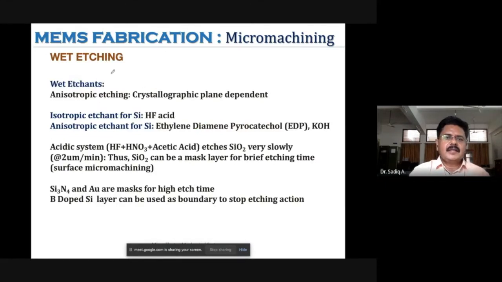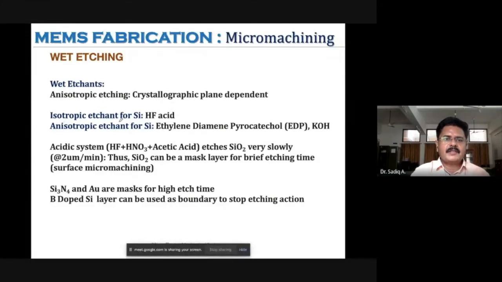Wet etchants, I'll give you a few examples. Anisotropic etching we have seen, where the etching is not happening at a uniform rate in all directions. That means in certain directions, etching happens at a faster rate, whereas in other directions, the rate is different. We have also seen that in crystals, depending on the crystallographic plane, the etching rate will be different. So anisotropic etching happens on crystals where the crystallographic plane has relevance in the etching process.